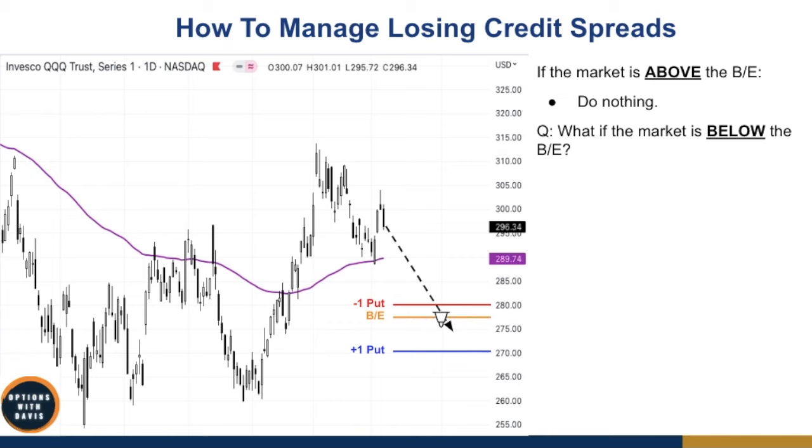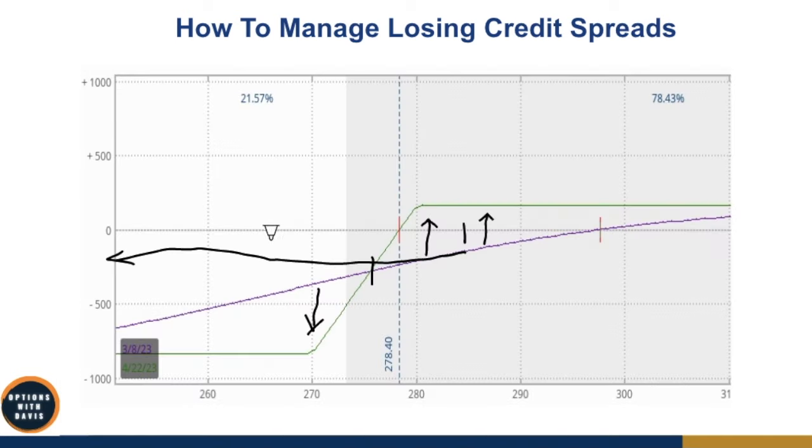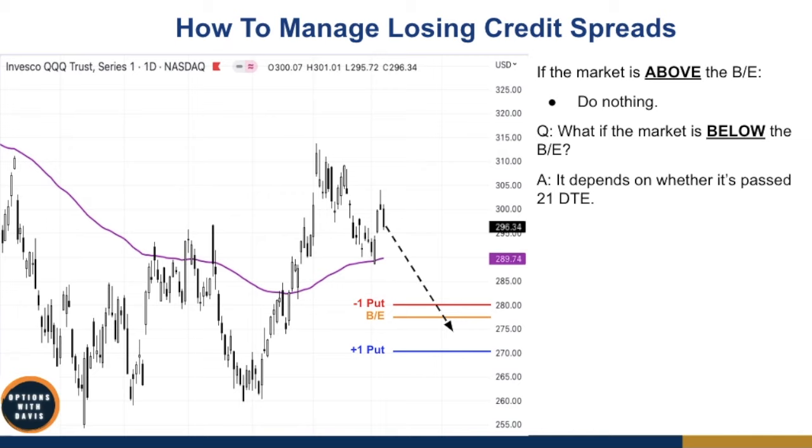Because past the break-even point, we know that this is where we will start to lose money if it stays there at expiration, especially if it goes past this point down here. You know that as each day passes, it's no longer going to go up, but instead it's going to start to go down. That means it starts to lose even more money as each day passes. So what do you do? The answer is that it depends on whether it's past the 21 days to expiration mark.